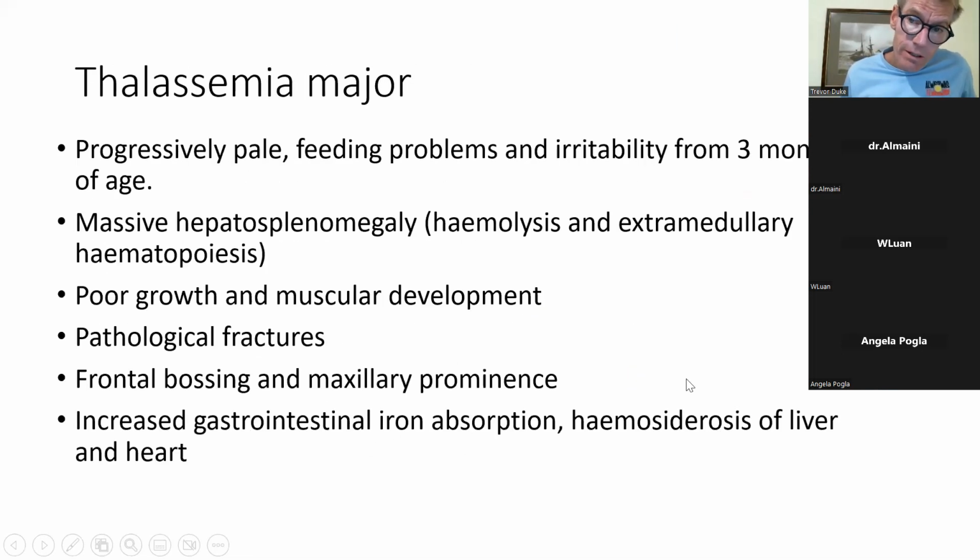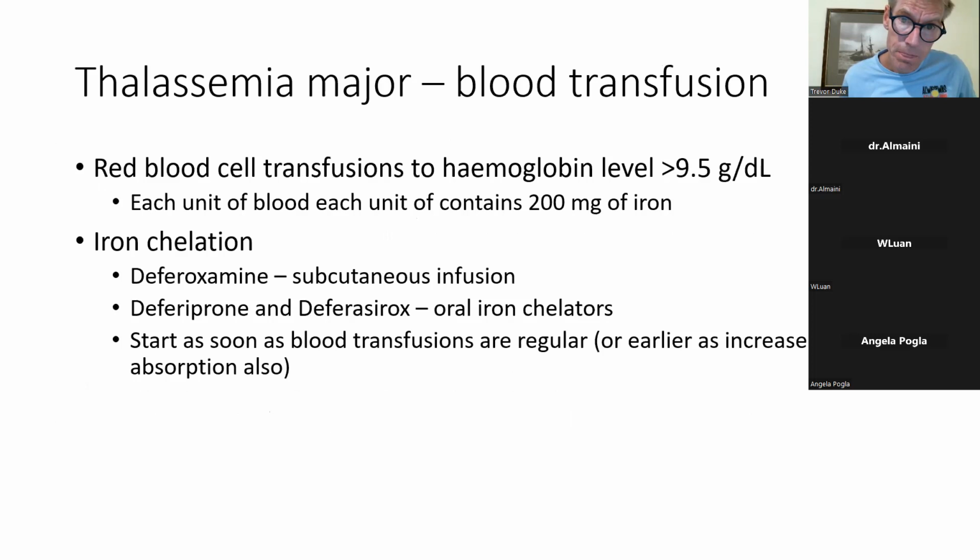And even from early on, they have an increase in their gastrointestinal iron absorption. Now, we get used to thinking that children with thalassemia only get iron overload when we transfuse them, but they also, for some reason, increase their gastrointestinal iron absorption, so they can get hemosiderosis of the liver and the heart quite early on. Of course, much more when we transfuse them, but even from relatively early on.